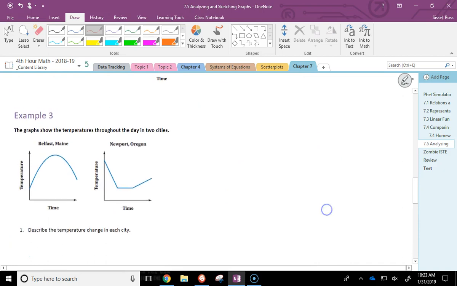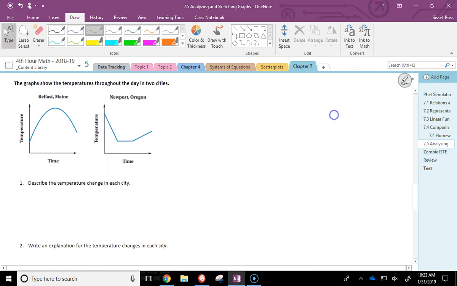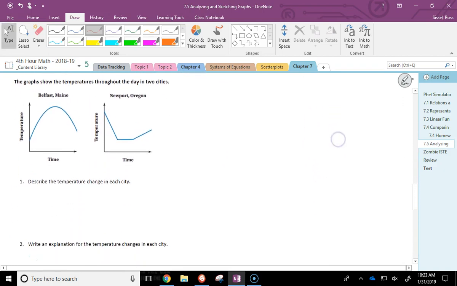Okay. So if we look at example 3, the graph shows the temperature throughout the day in 2 cities. Now in Maine, I see the temperature and the time, and it's more of a curve. Okay? So how would we describe what's going on with the temperature in that city? It goes up. It's getting warmer.